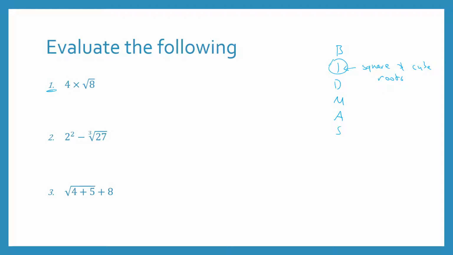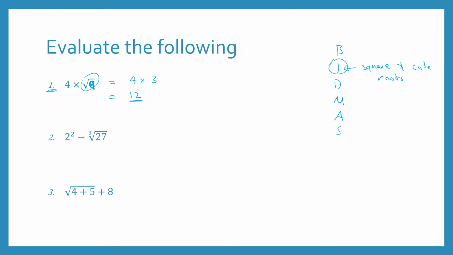So the first one, we have no brackets. We go down to indices. We have a square root. Let's make this number 9 actually to make it a bit easier for the sake of this example. So that becomes 4 times 3. And now we go down to multiplication. And we're going to get 12. So that's how that one works out.